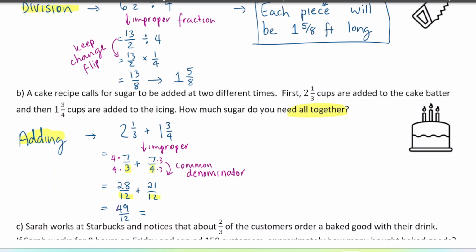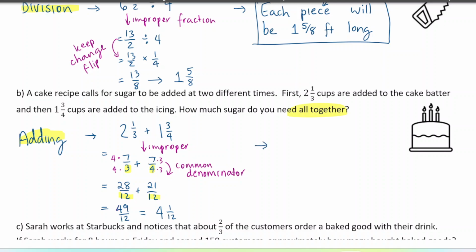And we are going to change this back into a mixed number because it is a word problem and the original fractions were given as mixed numbers. So it makes more sense to write our final answer in that way. So 12 goes into 49 4 times, and then there's 1 left over. So we write this as 4 1/12.